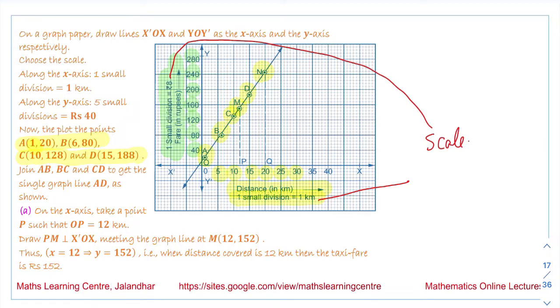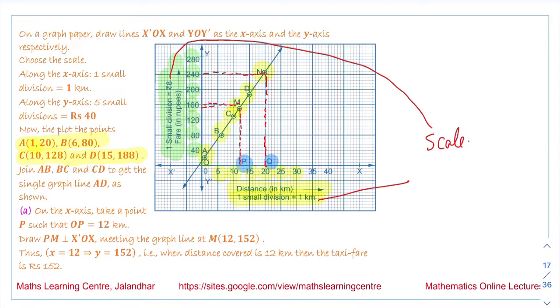So for 12 kilometers we have marked this point P over here, and for 20 kilometers we have marked this point Q over here. And corresponding to these points, we draw the perpendiculars over here, and we find corresponding values on the y-axis, and the values obtained are 248 corresponding to x is equal to 20, and 152 corresponding to x is equal to 12.